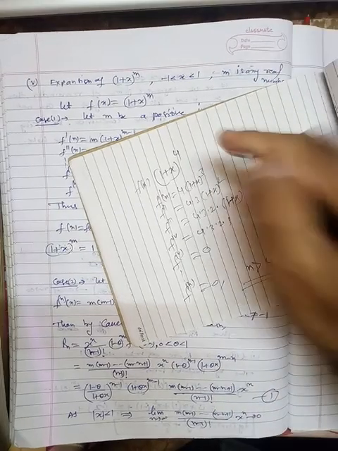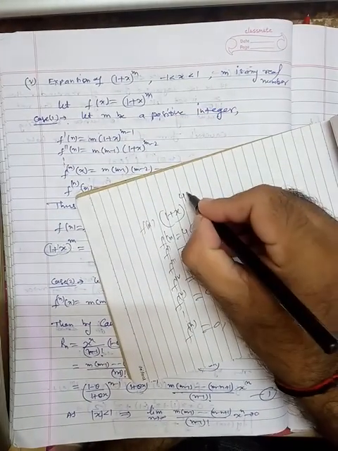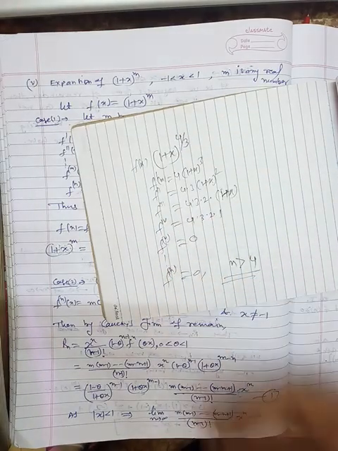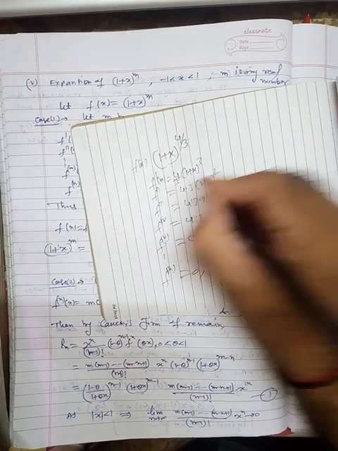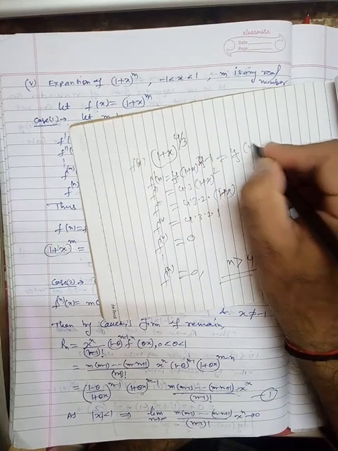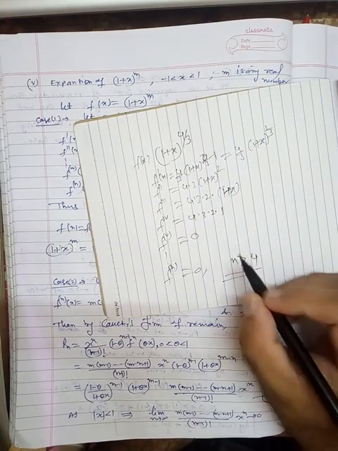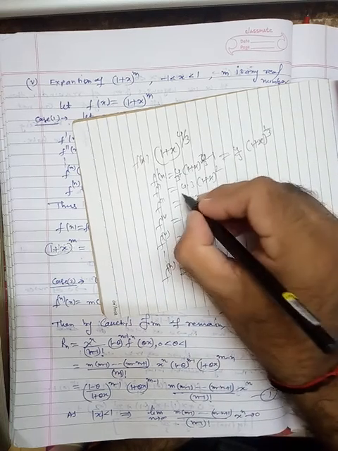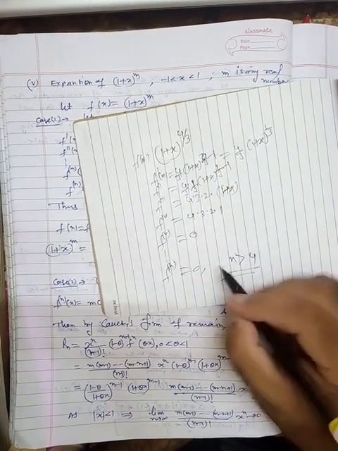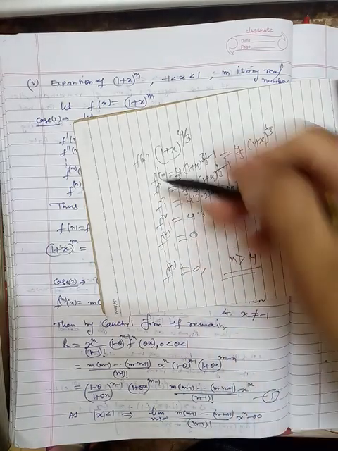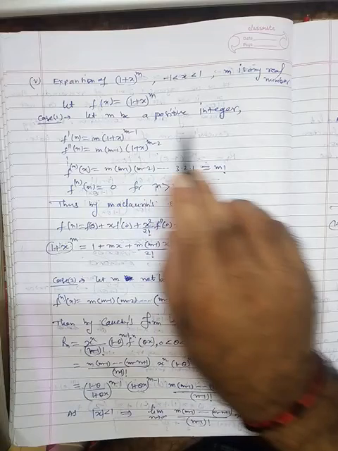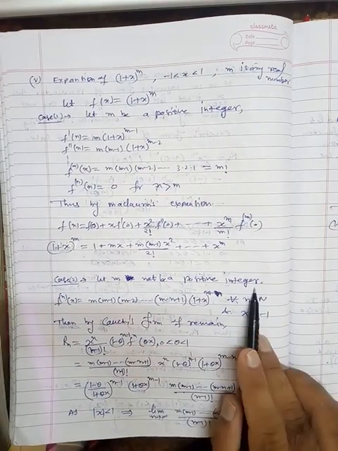Okay, but if in place of an integer this is, for example, 4 by 3, then we can differentiate this any number of times. The first derivative will be 4 by 3 into (1 plus x) raised to the power 4 by 3 minus 1, so this will be 4 by 3 (1 plus x) raised to the power 1 by 3. Again you differentiate this, so 4 by 3 into 1 by 3, and then (1 by 3 minus 1), and so on. So in this case we can differentiate this any number of times. That's why we have taken both the cases, when m is a positive integer and when m is not a positive integer.